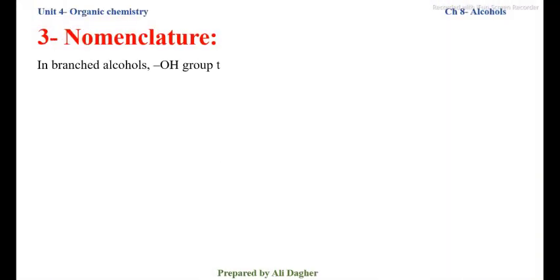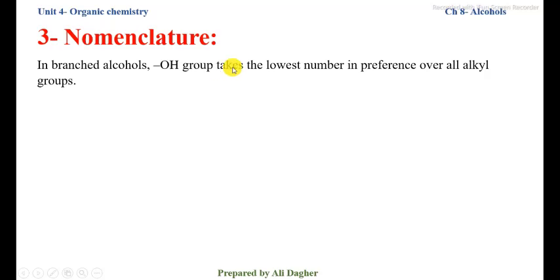Now, in branched alcohols, that means the carbon chain is branched, the OH group takes the lowest number in preference over all alkyl groups. That means the direction that gives the lowest number to the OH is the correct direction of numbering.